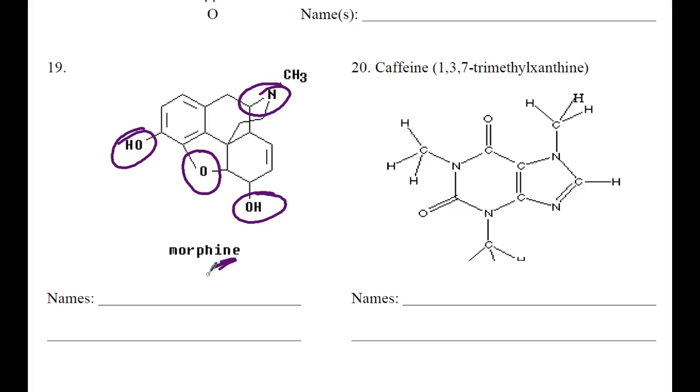Caffeine, which is 1,3,7-trimethylxanthine, has lots of fun things. It has probably an amine, a ketone, another ketone. How exciting is that? Probably another amine, and it looks like maybe some stuff got cut out there. Caffeine. Woohoo!